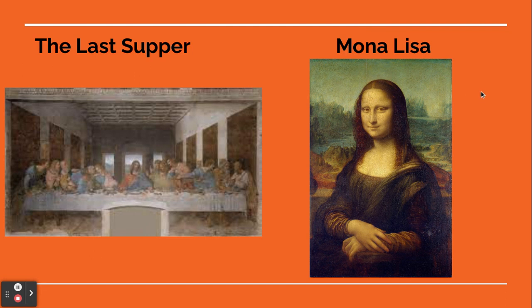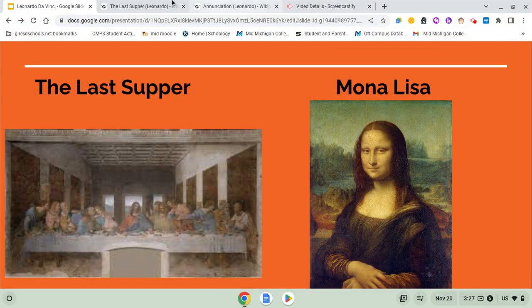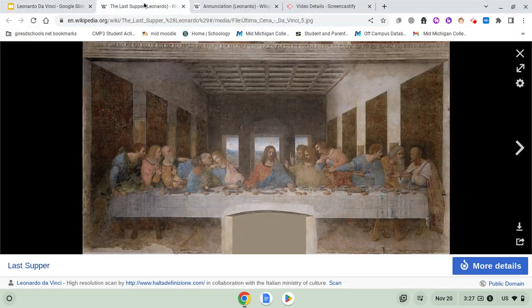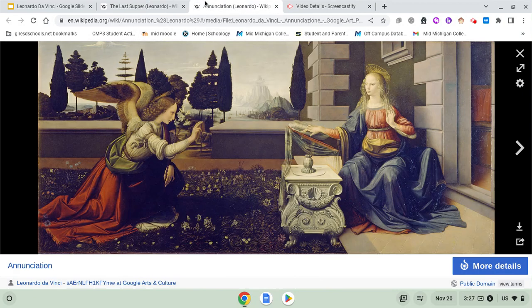And next we have the Mona Lisa. I'm going to exit the presentation though to just show you a better glimpse of what they look like because the pictures were kind of small. So this is the Last Supper. This is the one he painted in the monastery that's pretty chipped. You can see there's Jesus and there's everyone else. And then this is the Annunciation, the first one that he painted.